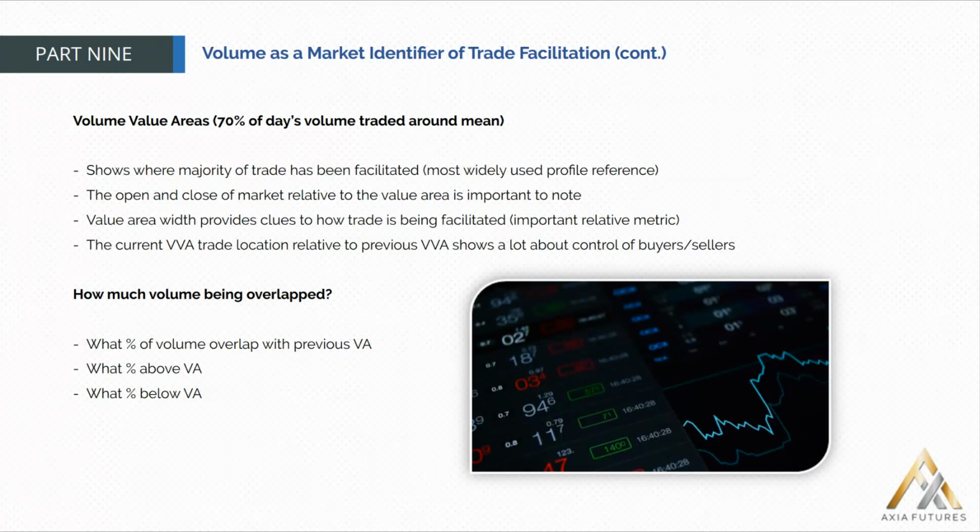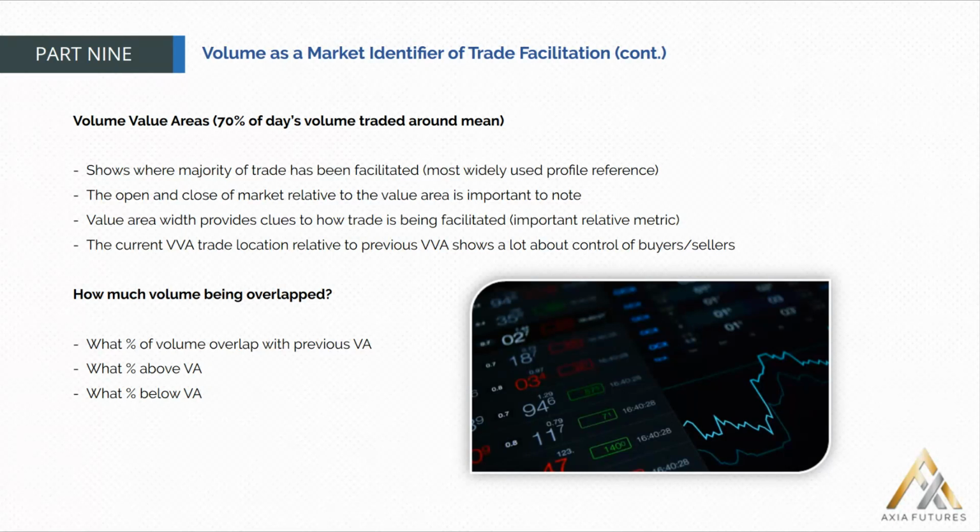And remember, when there's a pickup in volatility, this equals opportunity. That's why we keep this metric with us, and that's why we can develop some unique strategies just understanding the current range, or the current average range, of the value area. Then, the current value area trade location relative to the previous day's value area shows a lot about the control of buyers and sellers. We're going to talk a little bit more about this location of the value area as we go through the coming slides.